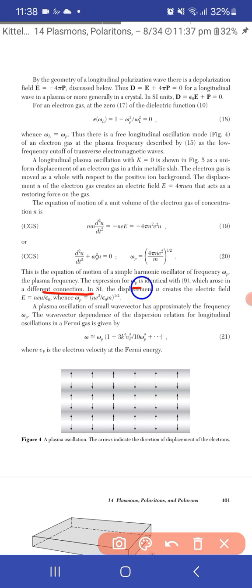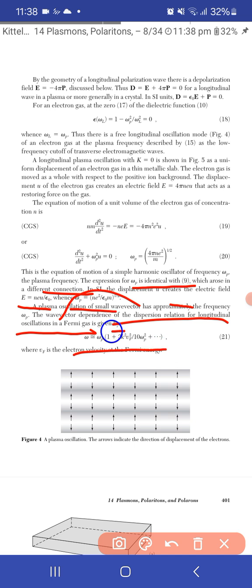The expression for omega p is identical to the previous omega p value, which arose in a different connection. In SI units, the displacement u creates the electric field E equal to n e u by epsilon naught. Omega p squared is equal to n e squared by epsilon naught m. The wave vector dependence of the longitudinal oscillation is given by this, omega squared equal to omega p squared plus three-fifths v f squared k squared, where v f is the electron velocity.